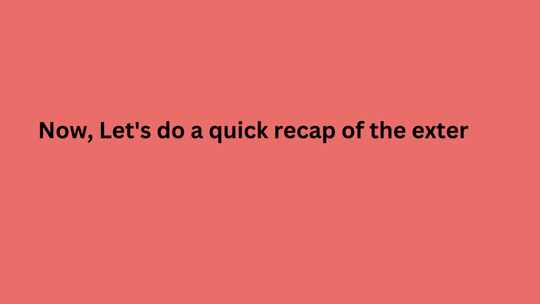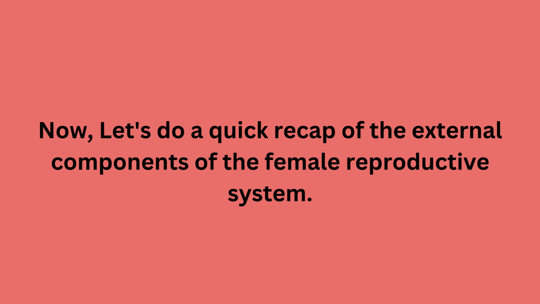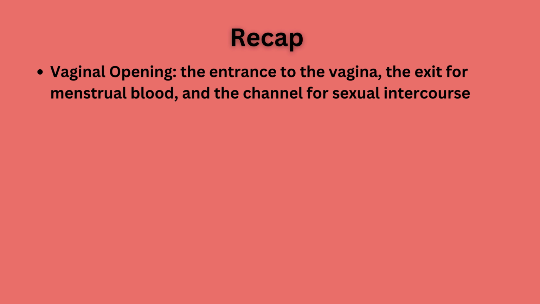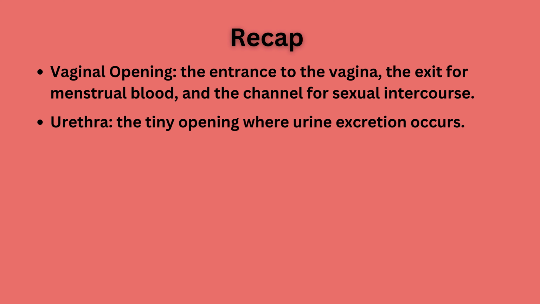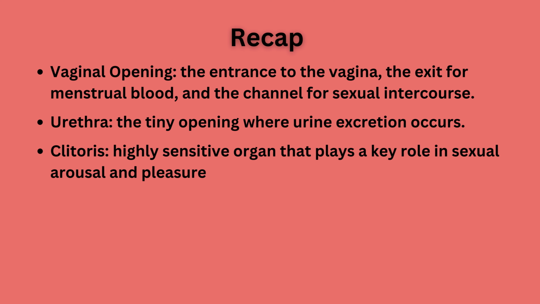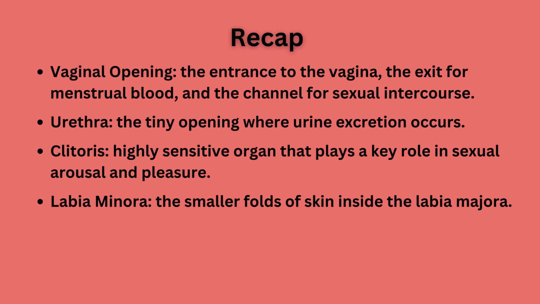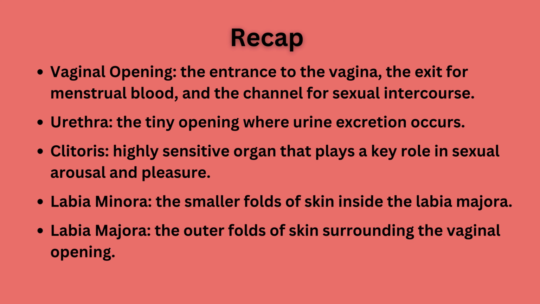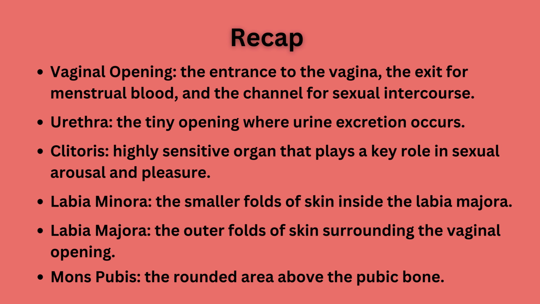Now let's do a quick recap of the external components of the female reproductive system. Vaginal opening is the entrance to the vagina, the exit for menstrual blood, and the channel for sexual intercourse. The urethra is the tiny opening where urine is excreted. The clitoris is a highly sensitive organ that plays a key role in sexual arousal and pleasure. The labia minora are the smaller folds of skin inside the labia majora. The labia majora are the outer folds of skin surrounding the vaginal opening. The mons pubis is the rounded area above the pubic bone.